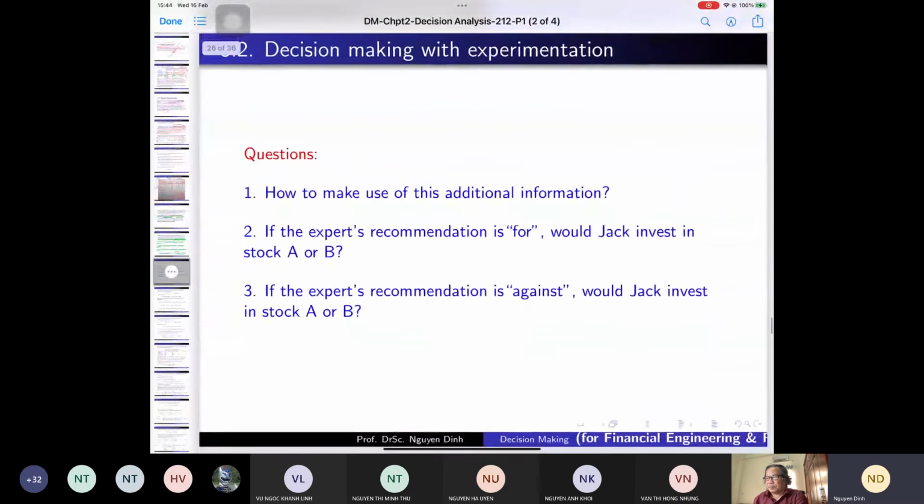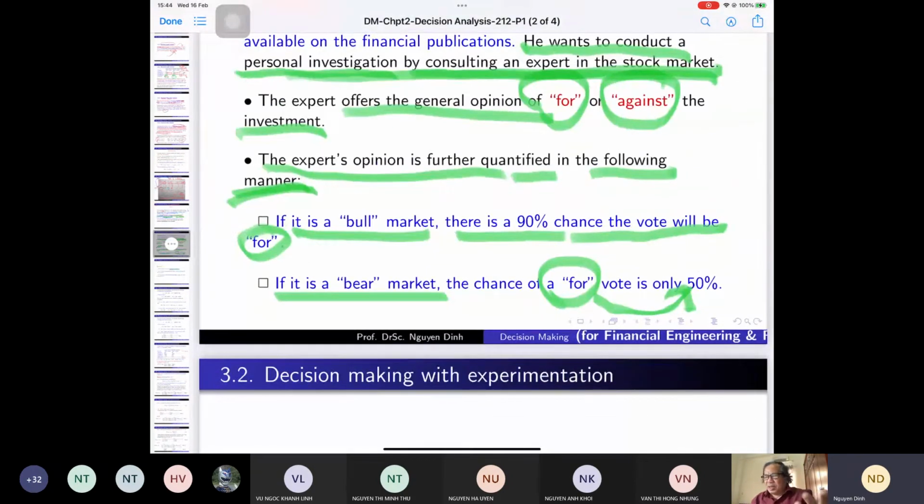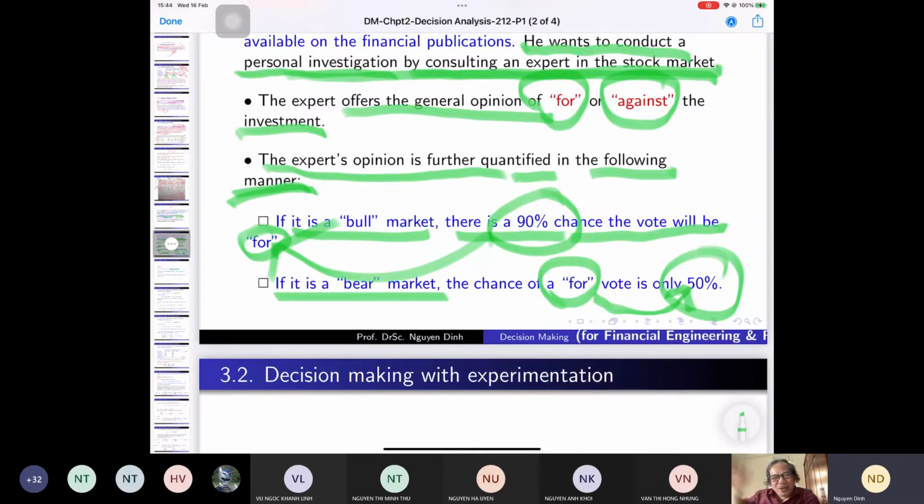So how do we make use of the additional information? The additional information that the expert gives you is like this. He just says, if the market is bull, there is a 90% chance for "for". But if the market is bear, there is a 50% chance for "for". "For" means agree with your investigation and your investment.